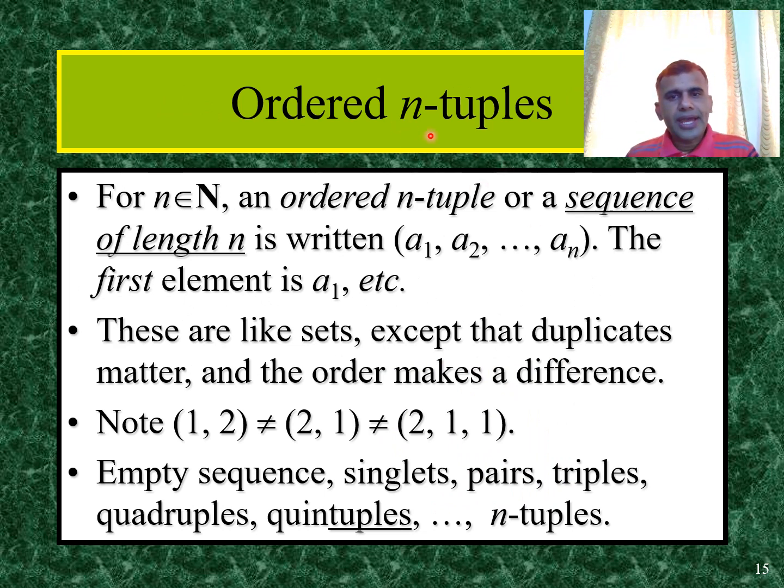Ordered tuples, ordered n-tuples. For n belonging to capital N, an ordered n-tuple or a sequence of length n is written like this: the first element is A1, then A2, and so on. These are like sets, except that duplicates matter and the order makes a difference. In coordinate geometry also you learned that (1, 2) is not equal to (2, 1), because 1 here is the x coordinate and 2 is the y coordinate. In this one, 2 is the x coordinate and this is the y coordinate. We have the empty sequence, singlets, pairs, triplets, quadruples, quintuples, and this is the n-tuple. This is the representation of n-tuples.